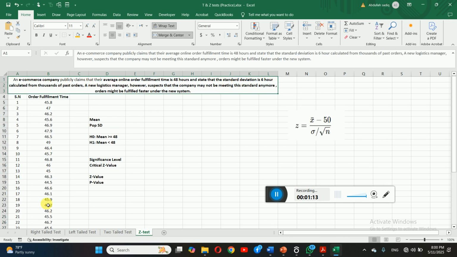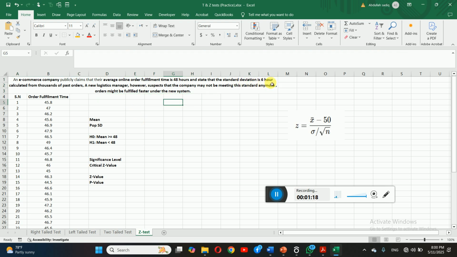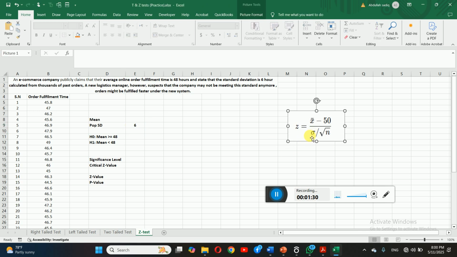Okay, but keep in mind, dear students, in this example, the standard deviation is known. Why? Because the 6 is calculated from thousands of past orders. I mean, this is somehow constant. So that's why we say the population standard deviation is known. And you know that when the population standard deviation is known, then we use the z statistic.